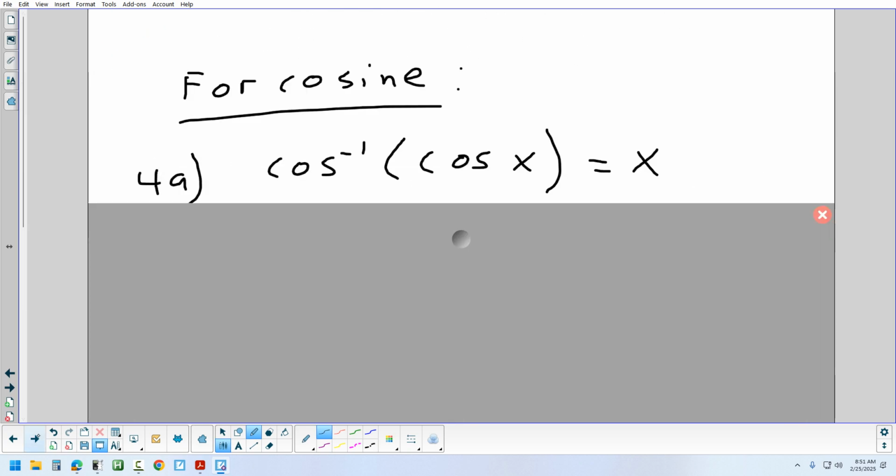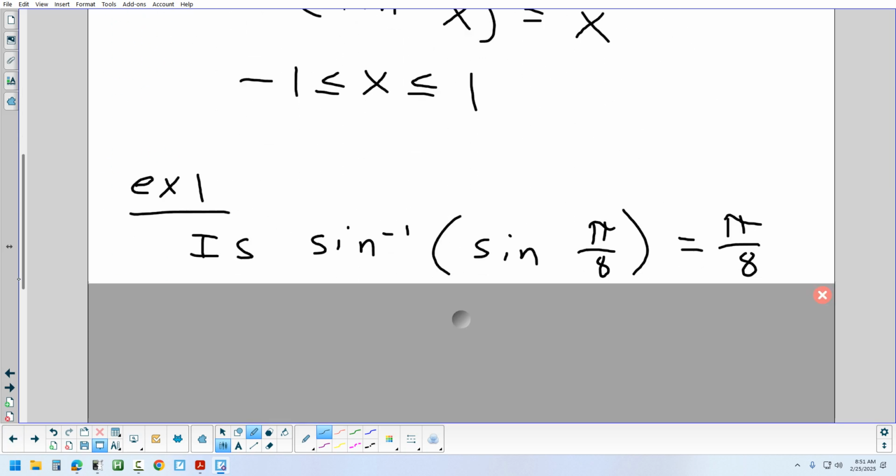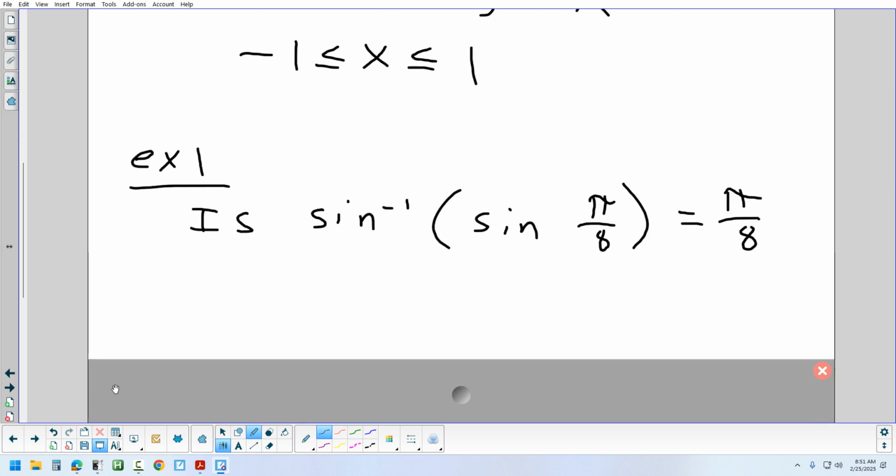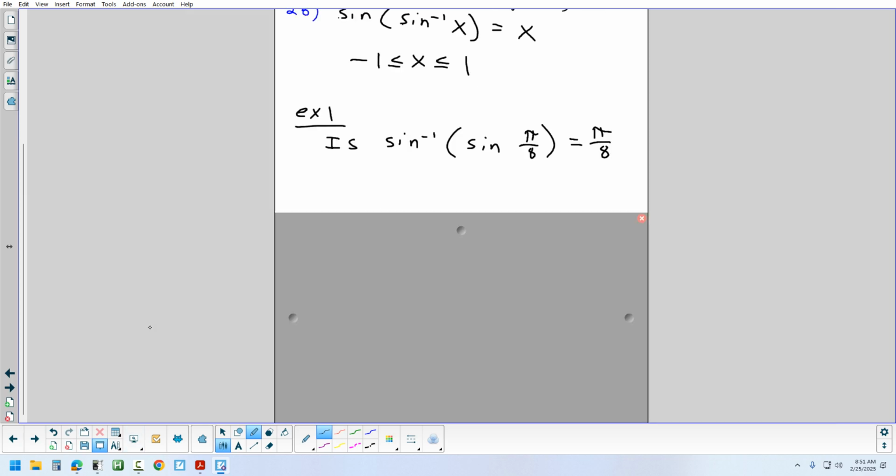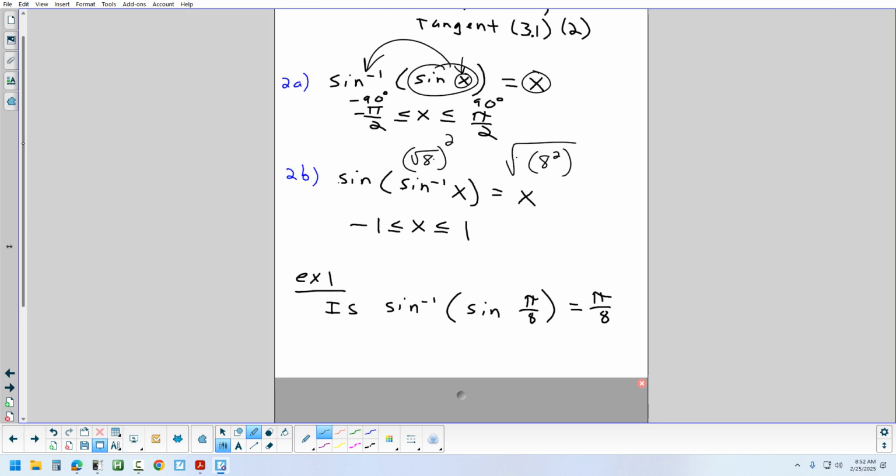Actually, all right, I'll do some examples first and then we'll do cosine. All right, so let's try this one. So the answer here is yes or no. Right? Is the inverse sine of the sine of pi over 8 equal to pi over 8? So the first thing we want to figure out is which formula are we looking at? Is that one formula 2a or is it more like 2b? Right, that's 2a because the inverse is on the outside and regular sine is on the inside.